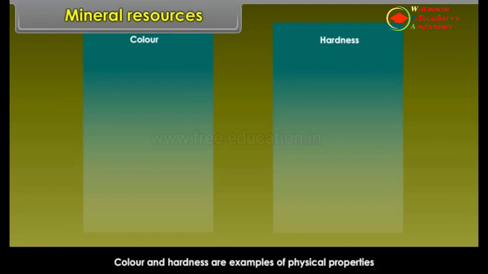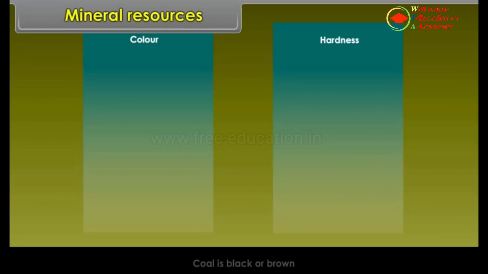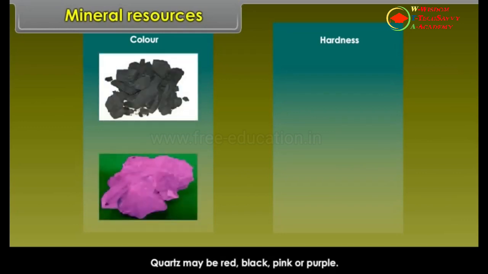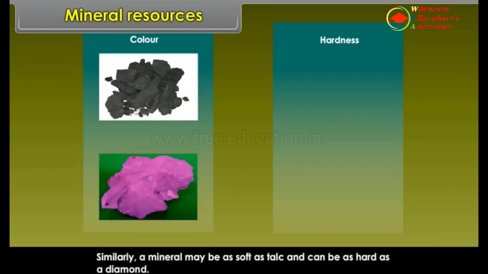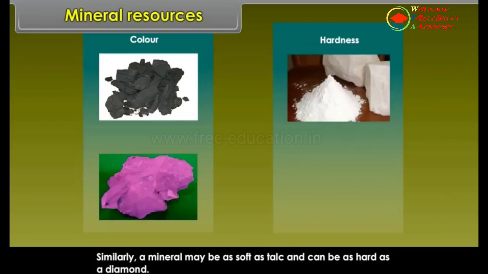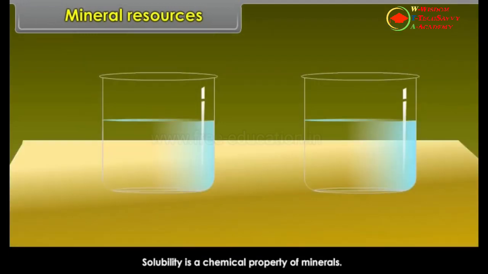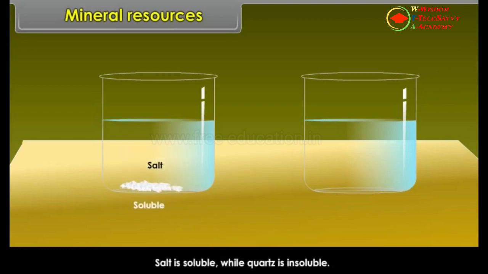Color and hardness are examples of physical properties. Like coal is black or brown, quartz may be red, black, pink or purple. Similarly, a mineral may be as soft as talc and can be as hard as a diamond. Solubility is a chemical property of minerals. Example: salt is soluble while quartz is insoluble.